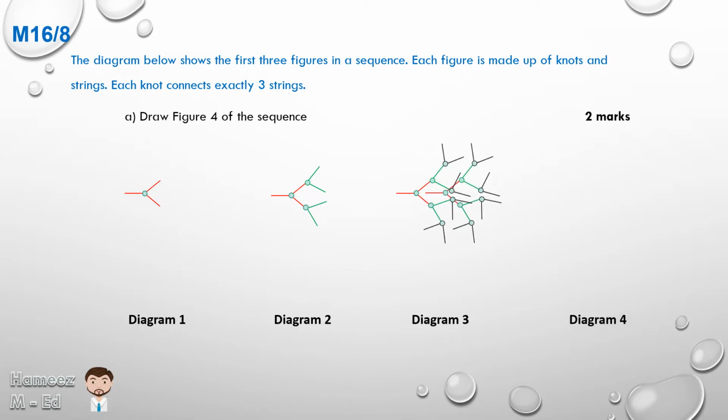So let's extract diagram 3 as before. And if we look at the end where the black strings end, there are 1, 2, 3, 4, 5, 6, 7, 8 ends. On each of these ends, we will add a pair of strings. So we have 8 pairs of strings coming on as well.